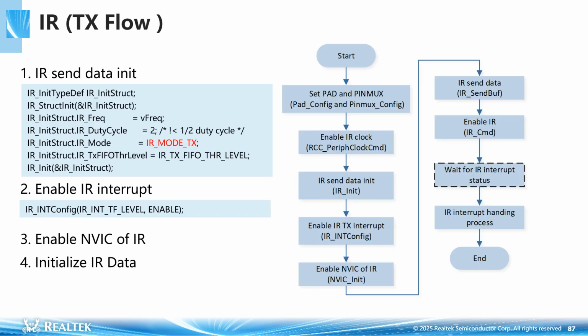The IR transmit initialization process is shown in the figure, with the following steps. Step 1. Set pad and PINMUX. Step 2. Enable the clock signal for IR. Step 3. Set IR parameters, including configuring carrier duty cycle, setting carrier frequency, and setting carrier data transmission direction to transmit. Step 4. Initialize IR based on the set parameters. Step 5. Configure IR transmit FIFO level interrupt, enable IR, and initialize IR transmission data.